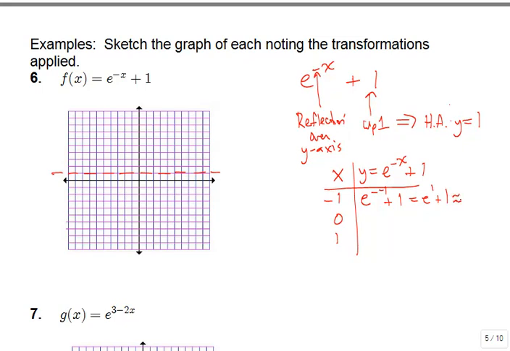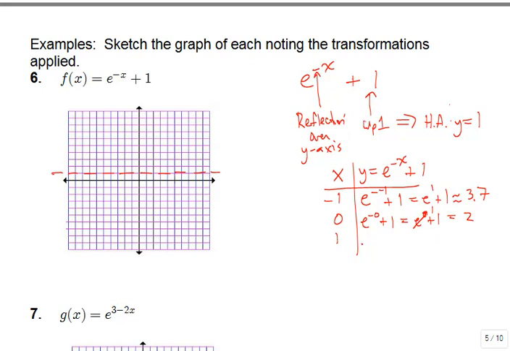Now just approximate here. You know that e is about 2.7, and if I add 1 to that, then this is approximately 3.7. Okay? Now let's plug in 0. So we get e to the negative 0 plus 1. Negative 0 stays 0, and e to the 0 goes to 1. So 1 plus 1 is exactly 2.